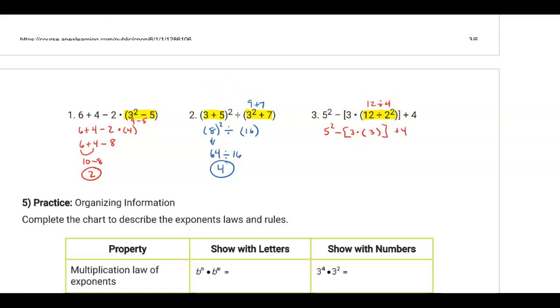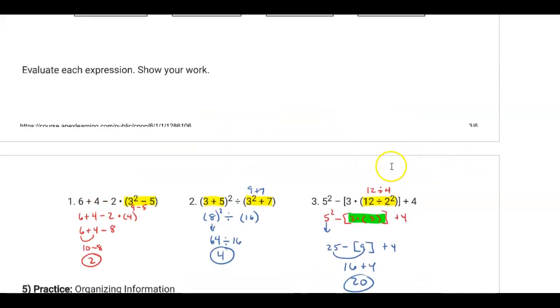plus 4. Now I'm going to go ahead and do what's inside the bracket now. And at the same time, if I want, since this is outside, I could do 5 squared is 25 minus 3 times 3 is 9 plus 4. Now I can just add or subtract the way I see it. 25 minus 9 is 16 plus 4 would give me 20. Okay. So that's using order of operations, and you would follow the steps up here.